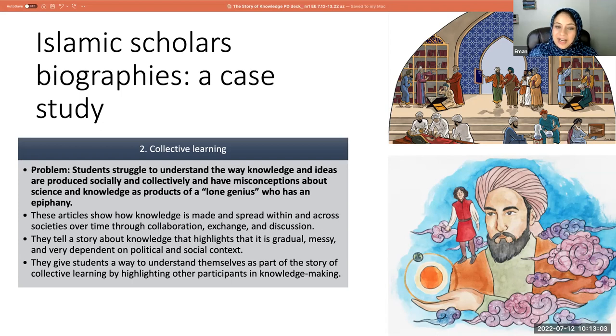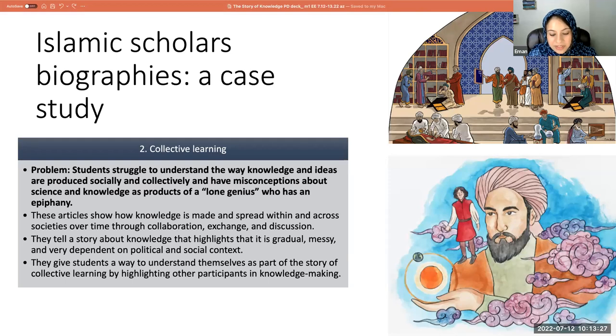Collective learning spans time and space. And in these articles, we really want to show how collaboration, exchange, teaching, borrowing, explanation, and synthesis are important processes that connect different thinkers into a network. And this is even if those thinkers never met each other. And in many of these articles, they are across centuries and continents.